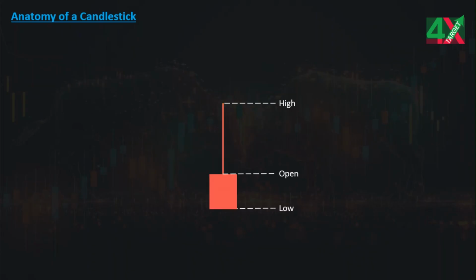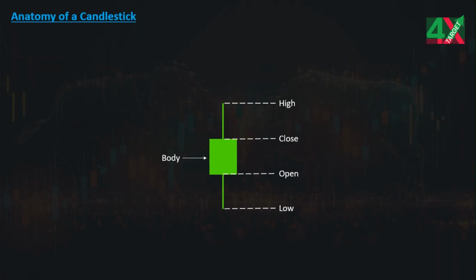Low is the lowest price reached during the time period. This reflects the maximum selling pressure during that time. Close is the final price at the end of the time period. It determines whether the candle is bullish or bearish and is a key signal of market sentiment.